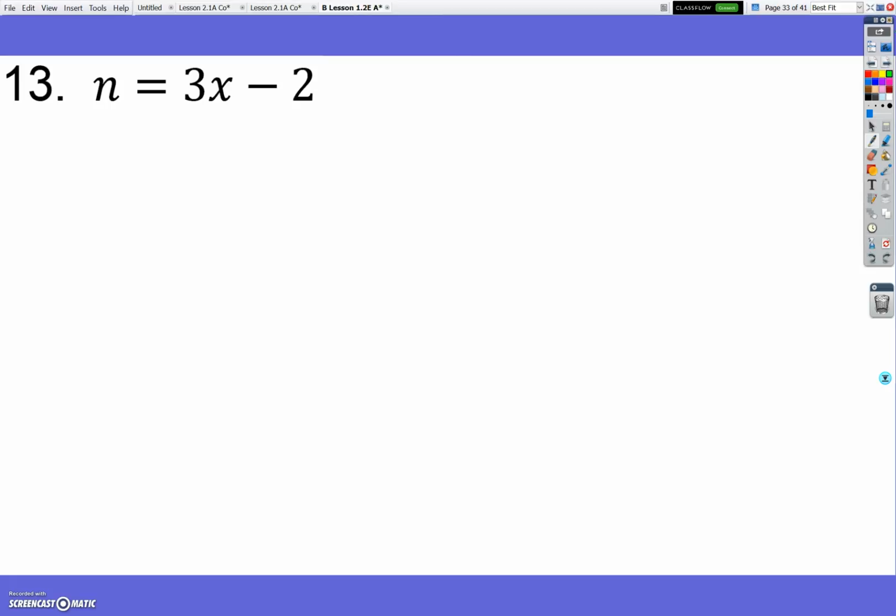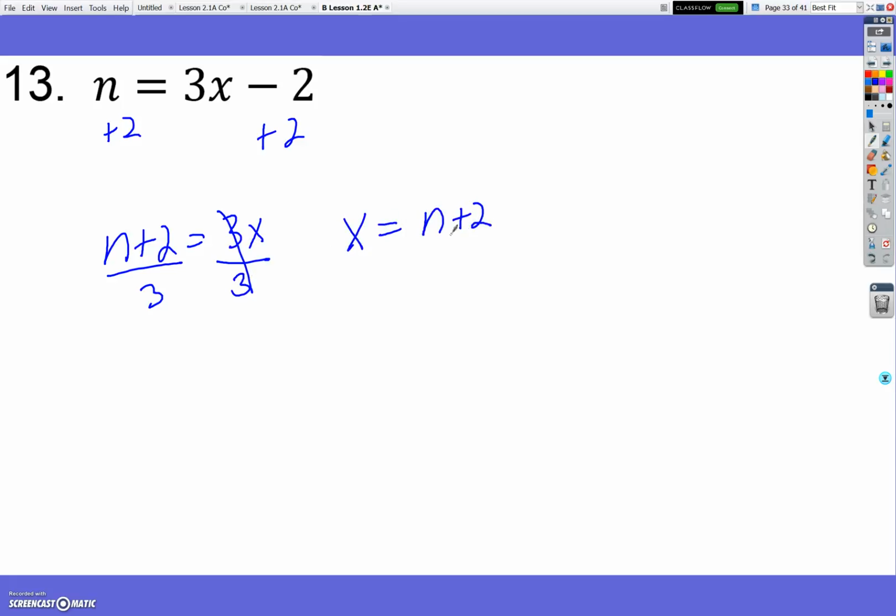So looking at all these examples, it doesn't say in the instructions right now, but what they're all saying is I want you to get x all by itself. So the first thing I would want to do is to undo subtraction. What I would do is addition. So this would give me n plus 2 is equal to 3x. And to get x all by itself, what I would do is divide both sides by 3. This would give me x is equal to n plus 2 all over 3.